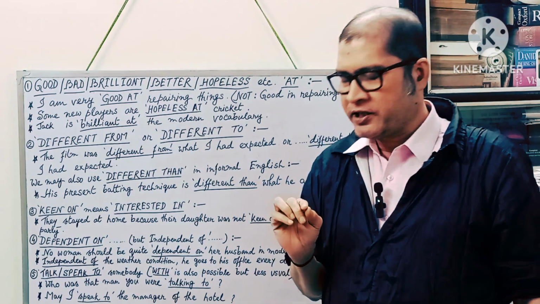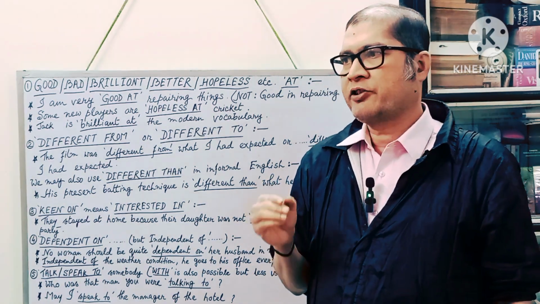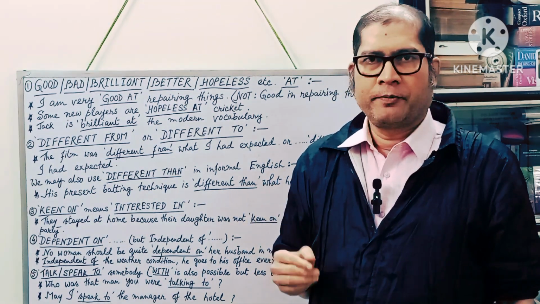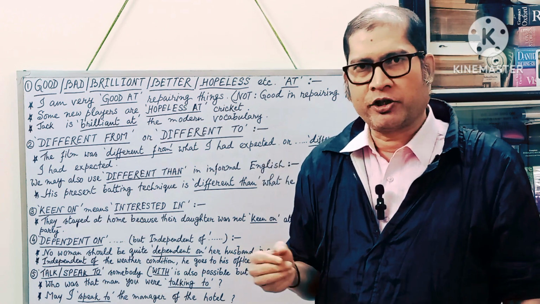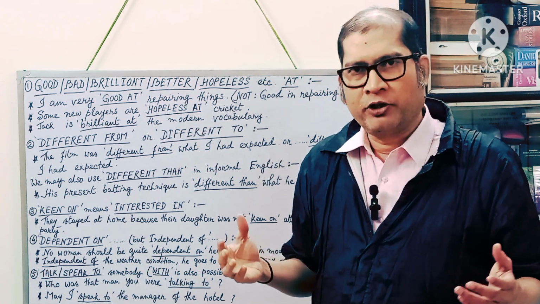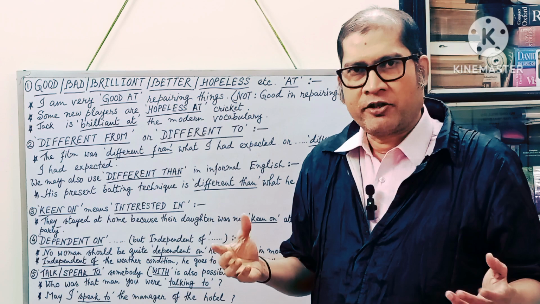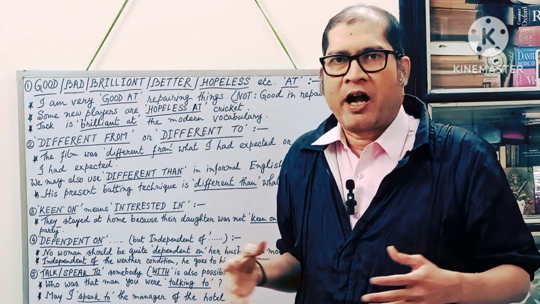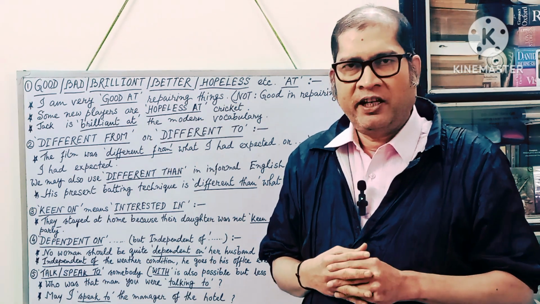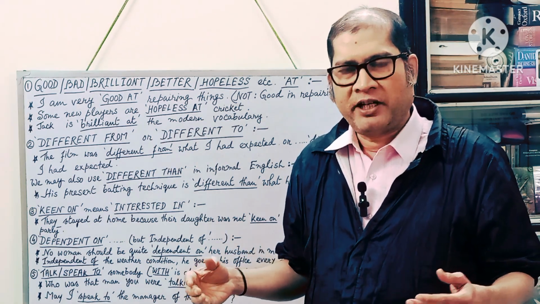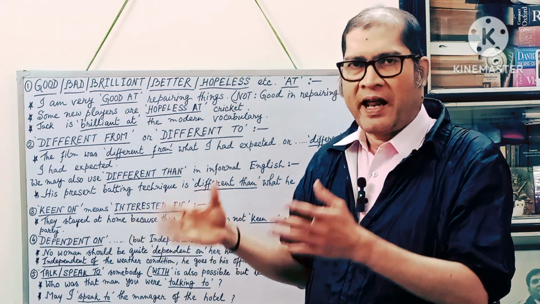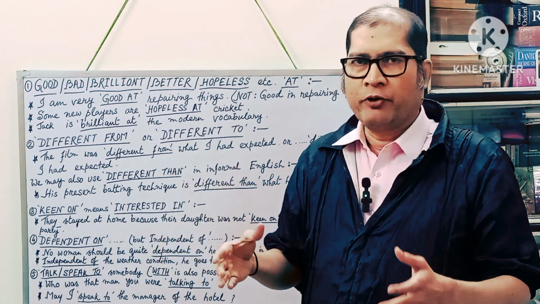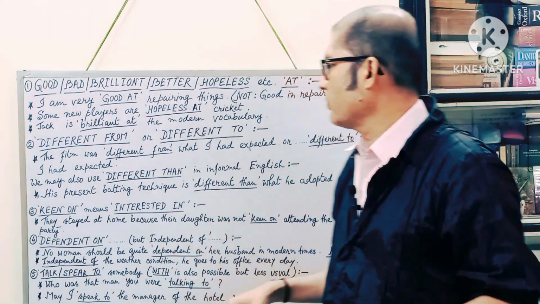So if you are using a subject after weak, then what should be the preposition? Better to use at. For example, he is weak at the English grammar. That's the subject. That's not a language only. Therefore, weak at. All right.